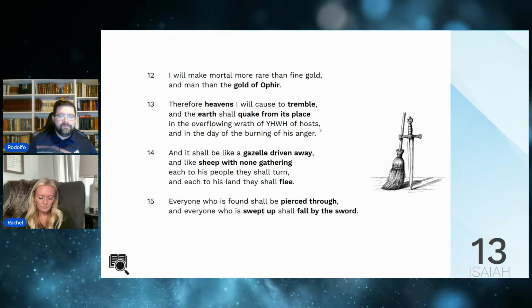I will make mortals more rare than fine gold, and men than the gold of Ophir. Therefore I will cause the heavens to tremble, and the earth shall shake from its place, at the overflowing wrath of Yahweh of hosts, and in the day of the burning of his anger. And it shall be like a gazelle driven away, like a sheep with none gathering. Each to his people they shall return, and each to his land they shall flee. Everyone who is found shall be pierced through, and everyone who is swept away shall fall by the sword.